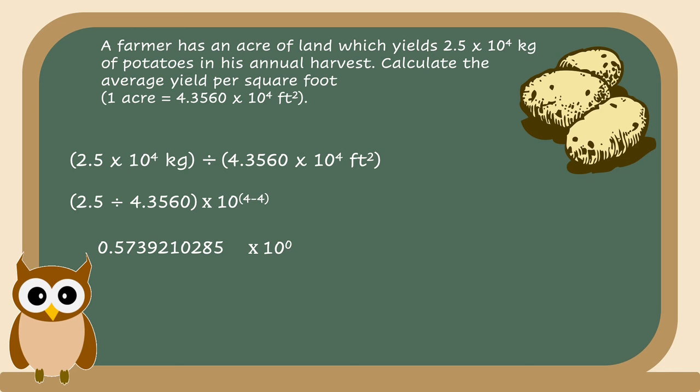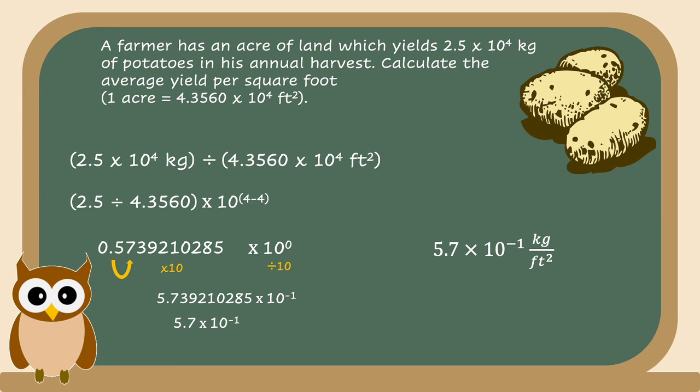But we should recall that the coefficient in scientific notation must be greater than 1. So let's sort this out. Let's shift the decimal place 1 to the right by multiplying the coefficient by 10. Meanwhile, dividing the exponent by 10 so as not to change the value of the number, giving us a value of 5.739210285 times 10 to the power of minus 1. And because the dividend has only two significant figures, so must our answer, giving us 5.7 times 10 to the power of minus 1.